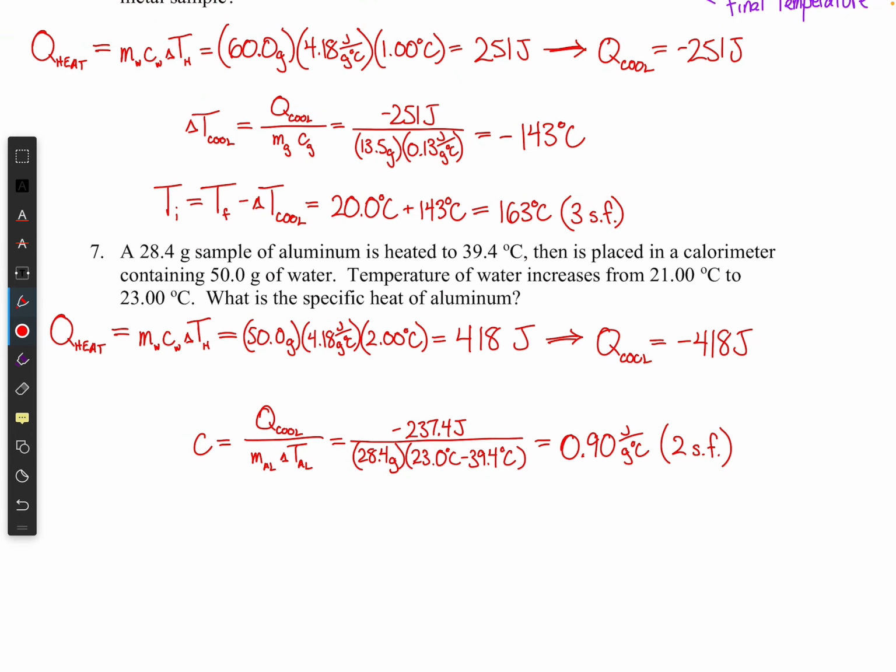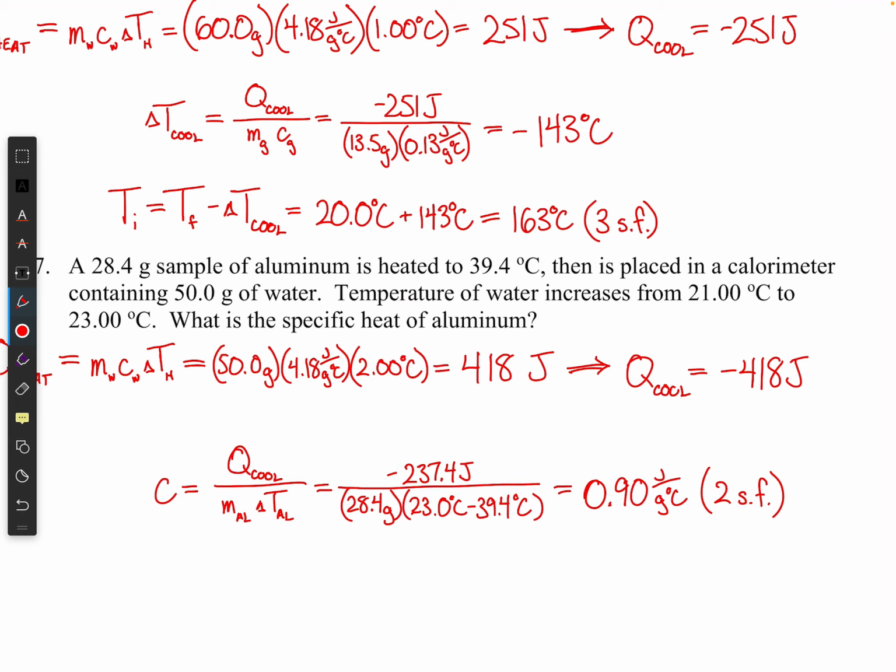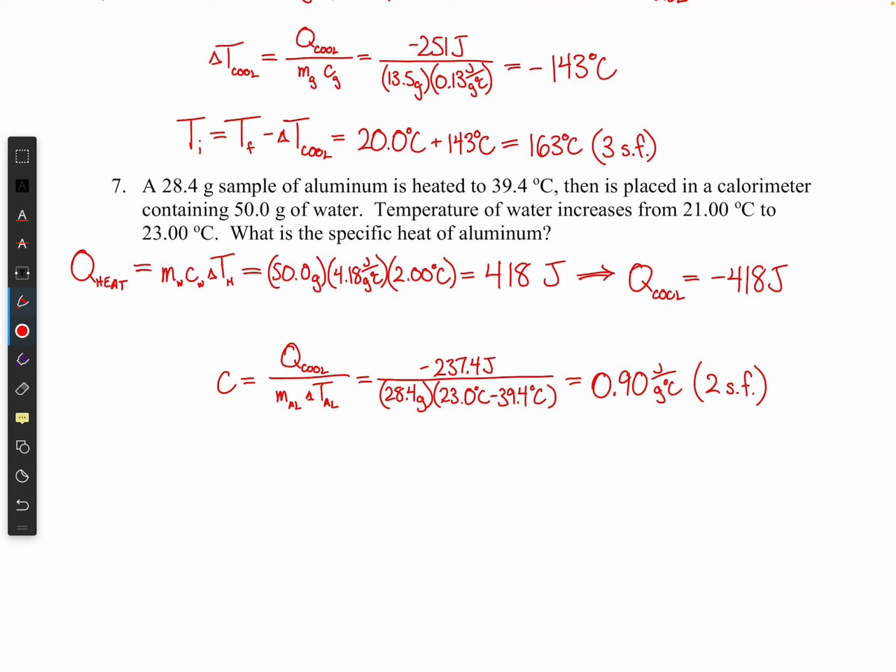Last problem, slightly different. We have a 28.4 gram sample of aluminium. It is heated to 39.4 degrees Celsius, placed in a calorimeter containing 50 grams of water. The temperature of water increases from 21 degrees Celsius to 23 degrees Celsius. So you might notice immediately that we have two changes in temperature here. And that is normally the case when we're placing two objects with different temperatures into contact, okay? So we have the change in temperature of the object that is hot, and we have the change in temperature of the object that is cool, okay?